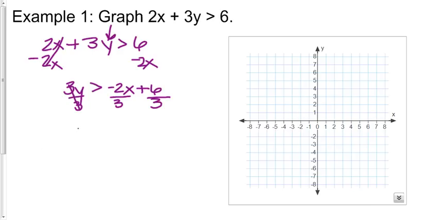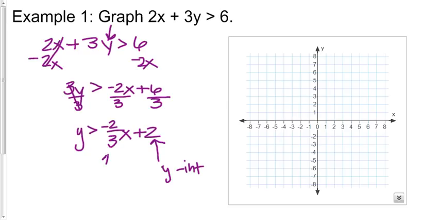So now here's our inequality in slope-intercept form. Y is greater than negative 2/3 x plus 2. Okay, so when it's written in this form, you could type it into your graphing calculator. That's an easy way to graph it. Or you can identify that 2 is the y-intercept, and negative 2/3 is your slope. That's the rise over run. So let me show you how to graph it without a calculator.